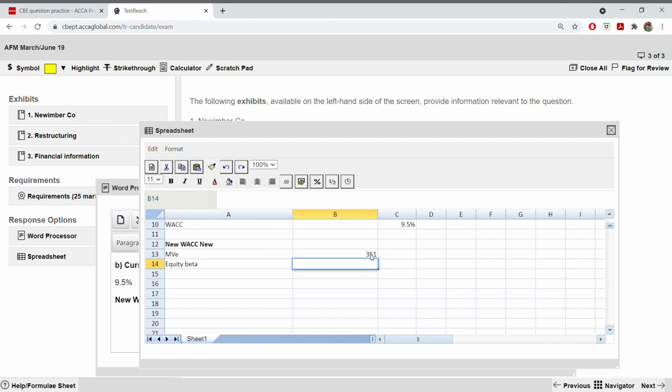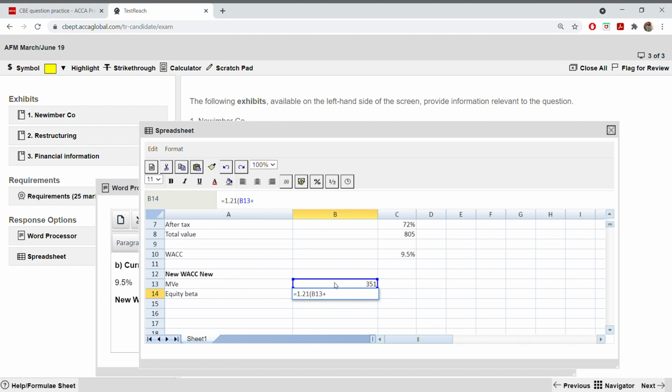So equal to asset beta 1.21. This is the formula for equity beta. 1.21 into asset beta into what? Market value of equity plus market value of debt. Did you see we didn't find the market value of debt? We are using the old market value of debt. Why is it?